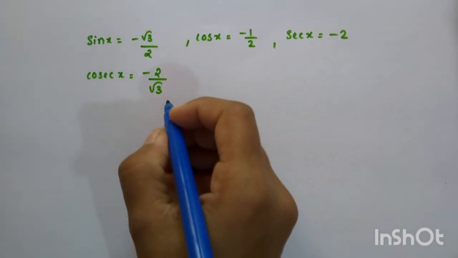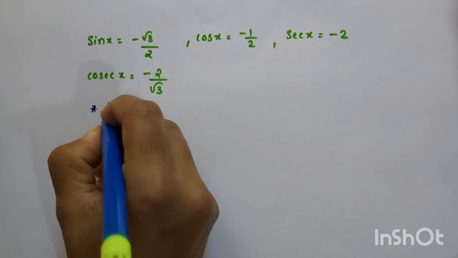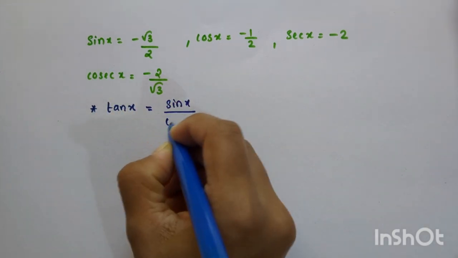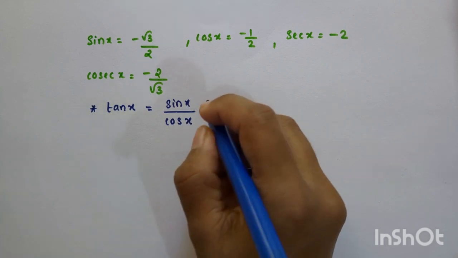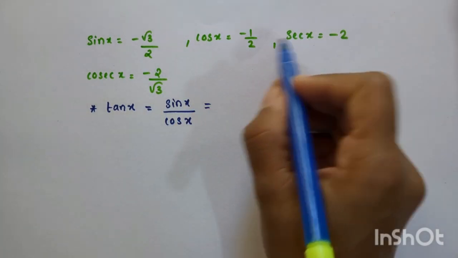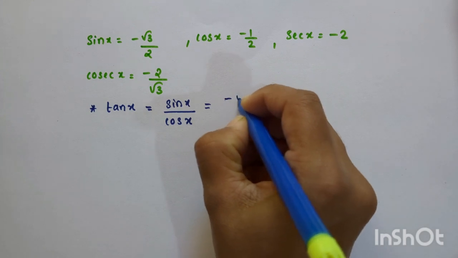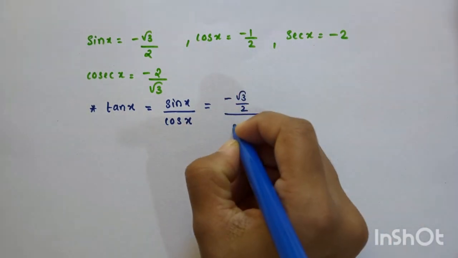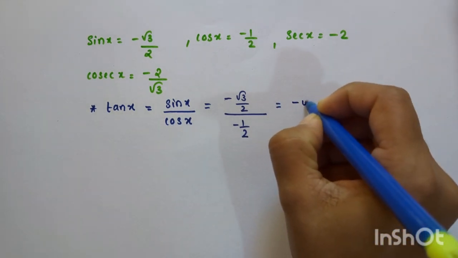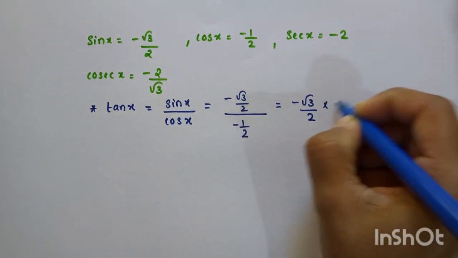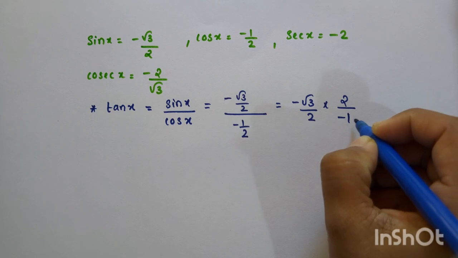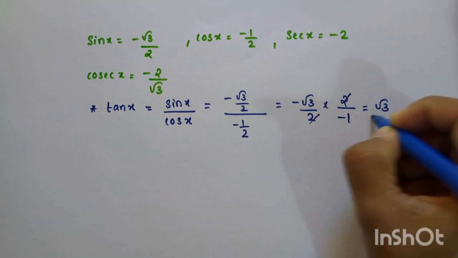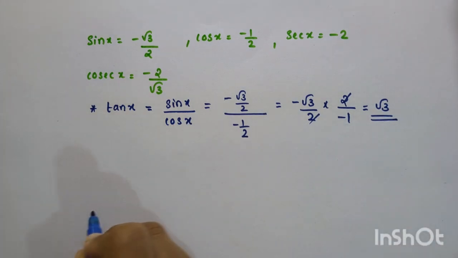Now let us find the value of the next trigonometric function, which is tan x. We know that tan x is the ratio of sin x and cos x, that is sin x divided by cos x. The value of sin x is -√3/2, so -√3/2 divided by cos x, whose value is -1/2. Multiplying with the reciprocal, -√3/2 into 2/-1. The 2 cancels, minus divided by minus is plus, and √3 divided by 1 is √3. So this is the value of tan x.